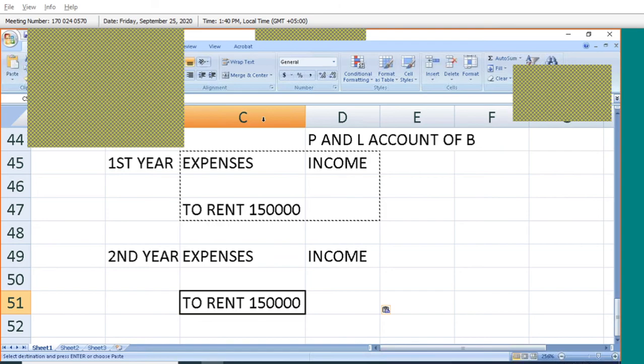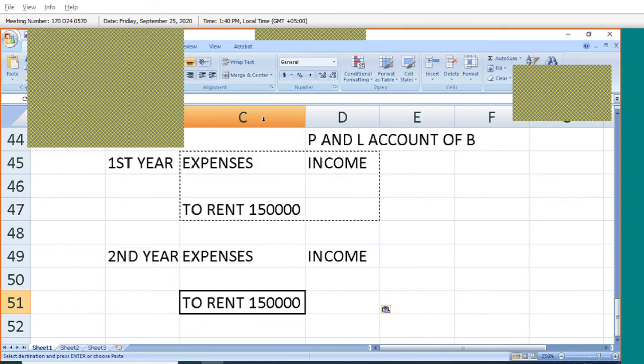What about the other concept? Substance over form. Before substance over form, in this question, who is the owner of the asset, A or B?